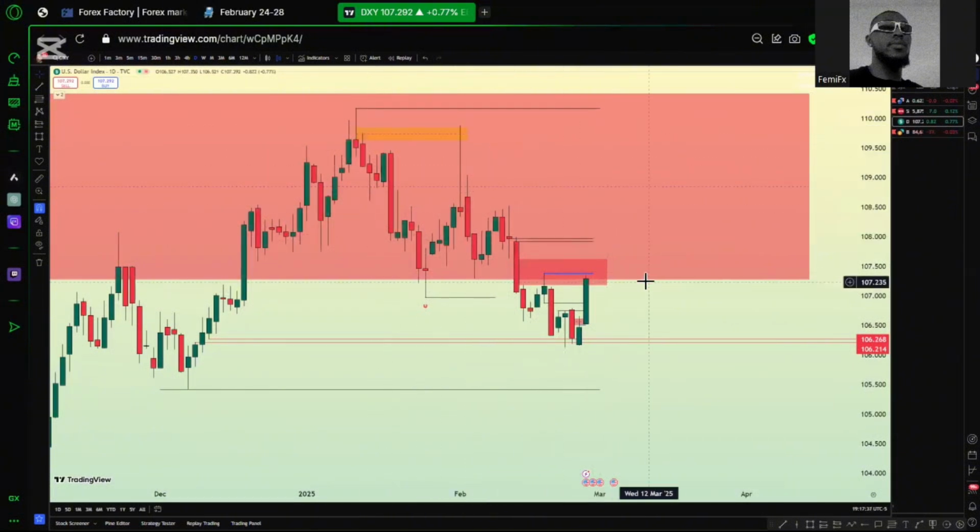So if DXY is going to continue higher, you already know the vibes. You can see that from the weekly order block. Look at the kind of price action we're getting from the weekly order block.